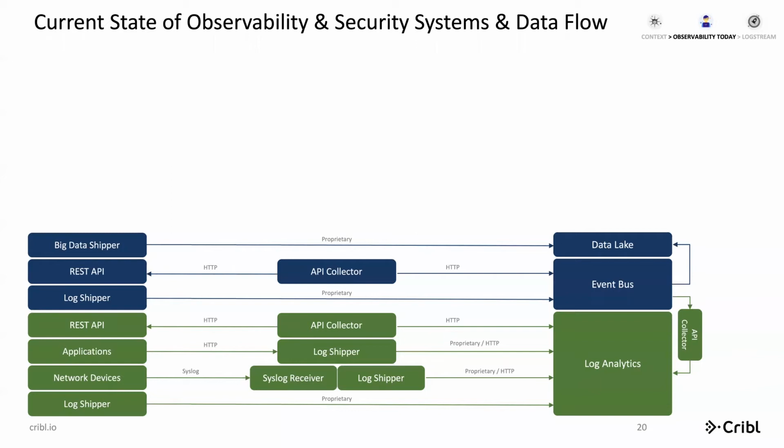Oftentimes you'll see the business team or the security team, maybe they're creating a security data lake, we'll install a separate log shipper to also write that out to a Kafka or write that out to a data lake like an S3 or a Snowflake. And then you may also want data coming off of your event bus to get it into your log analytics tool. So there's another piece of infrastructure that you're probably running that's sucking data out of your Kafka bus and pushing it into your log analytics tool.